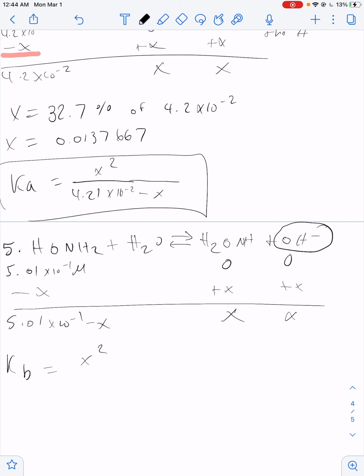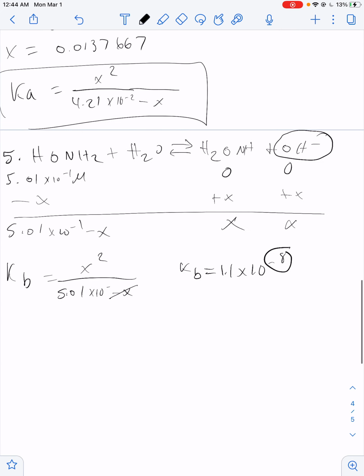Kb equals x squared over 5.01 times 10 to the negative 1 minus x. Kb is given. Kb equals 1.1 times 10 to the negative 8. Since Kb is so small, we can disregard this minus x. So we have 1.1 times 10 to the negative 8 equals x squared over 5.01 times 10 to the negative 1. And when we solve for x, we get 0.0063158. And then that is the concentration of OH minus.